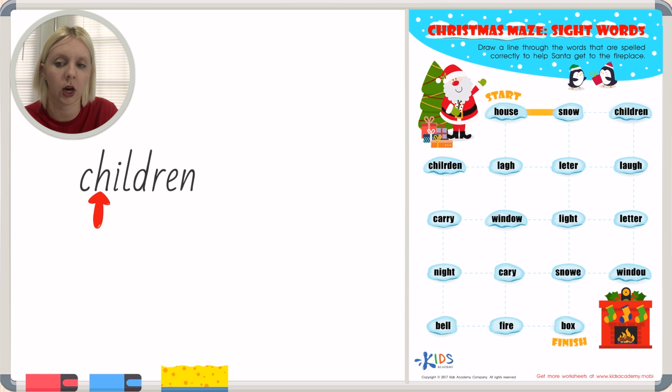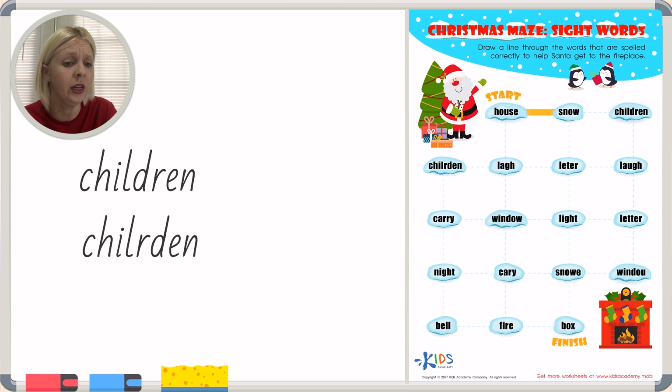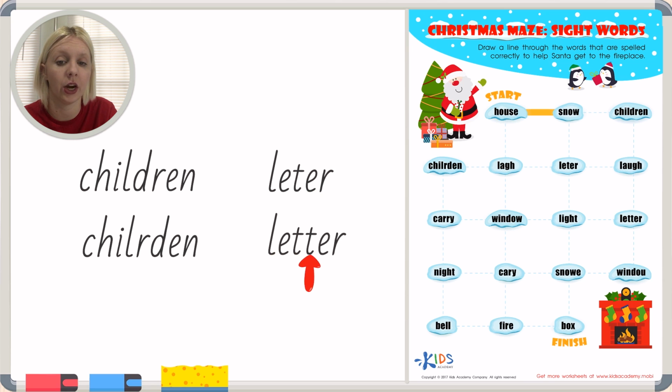Let's do C-H-I-L-D-R-E-N, or let's do, I see also over here, here's another way of spelling children. Let's write out that way. This is C-H-I-L-R-D-E-N, okay? And then, what was our other word? Children, or we could go to letter, L-E-T-E-R, L-E-T-E-R, or L-E-T-T-E-R, okay? And let's start first and see if one of these we can figure out phonetically.